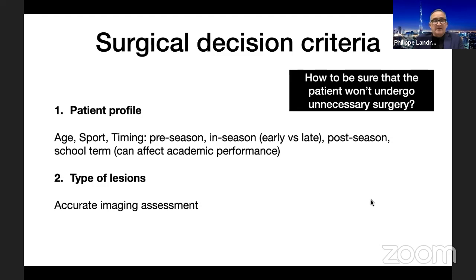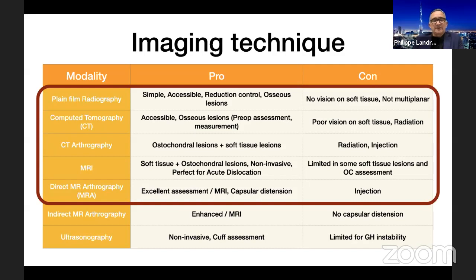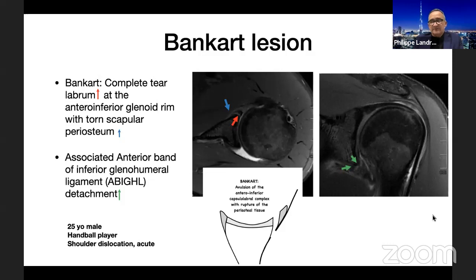And the type of lesion, of course. I believe now you cannot operate on a patient for shoulder instability, first episode or recurrence, if you don't have an accurate imaging assessment. I will not go into the detail because it's not the topic today, but you can do many things. It depends, you can do an MRI, arthro-MRI, arthro-CT scan, which are more accurate, but it depends if you can do that.